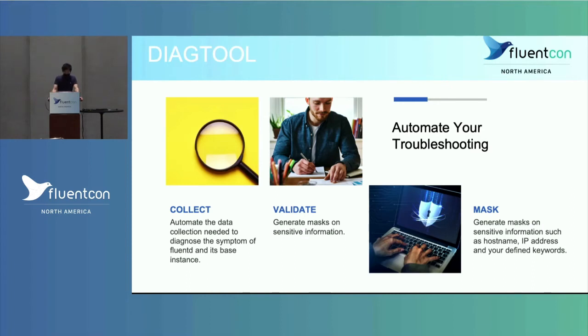First one is collecting parameters, configuration, and logs. Then validation allows these parameters to be checked if those are configured properly. Lastly, masking sensitive information such as FQDN, IP addresses, and you can also specify your own keywords by using regex before sending those configuration logs to experts for troubleshooting.